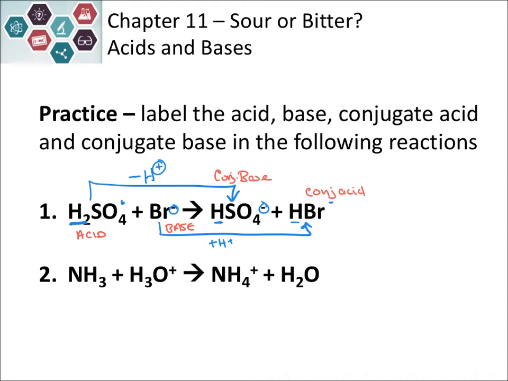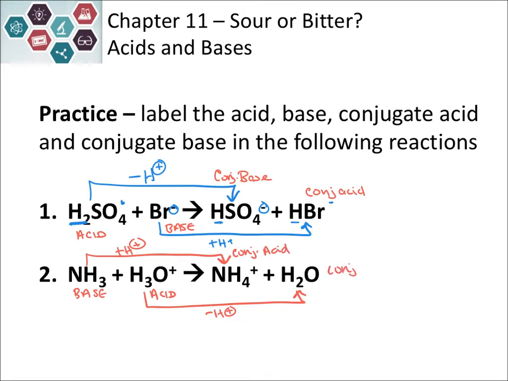All right, in this reaction we have NH3 turning into NH4 plus. So that's adding a hydrogen ion, which makes it the base. Then we have H3O plus turning into H2O, so that's losing the hydrogen ion, which makes it the acid. The base turns into the conjugate acid, and the acid turns into the conjugate base. So you can notice acid and base are always reactants. Conjugate acid and conjugate base are always products.